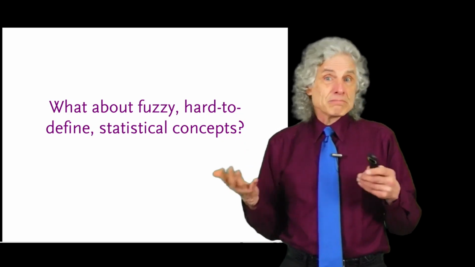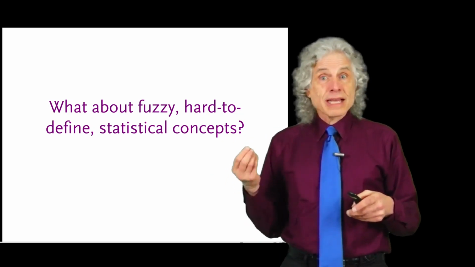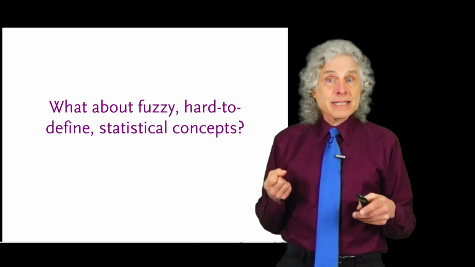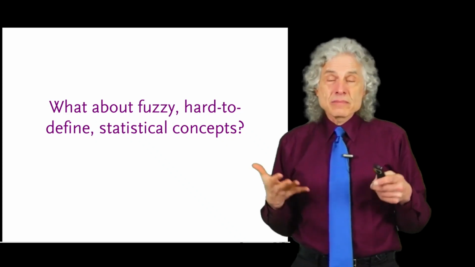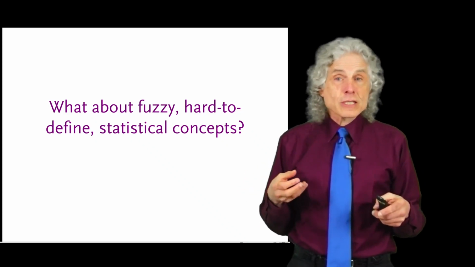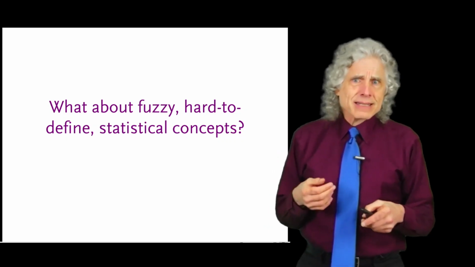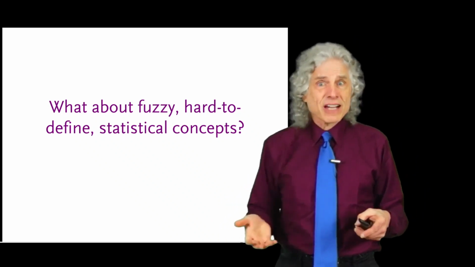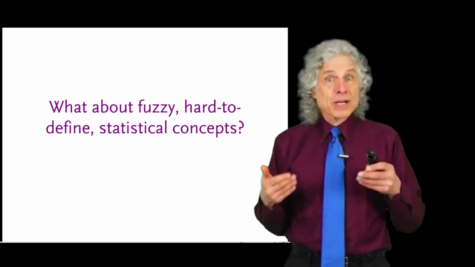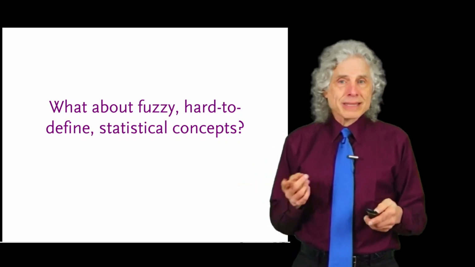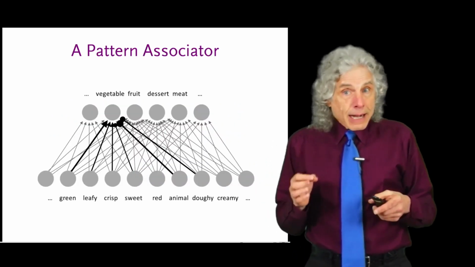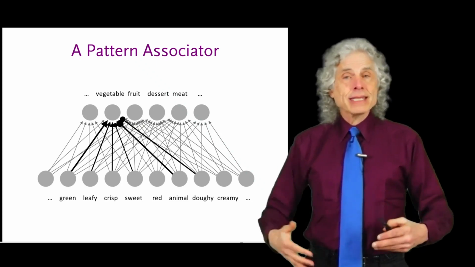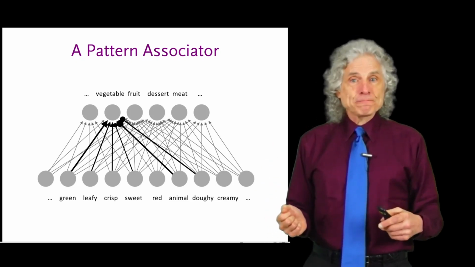Vegetables include roots like carrots and fruits like squash and leaves like lettuce and stems like celery. Some vegetables are green, but some of them are orange, and some of them are crunchy, and some of them are soft. And others, like fiddleheads, aren't even flowering plants, but they're ferns, and mushrooms are fungi. There's just no way that you could have a bunch of ands, ors, and nots that will give you a vegetable. But that's okay, because you can devise a neural network, sometimes called a pattern associator, that can aggregate fuzzy statistical information.